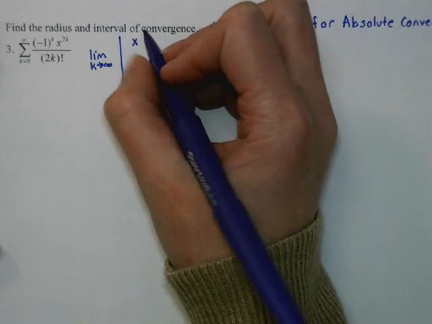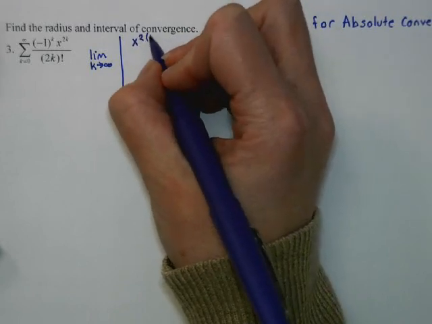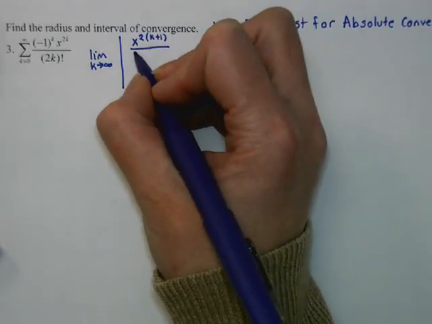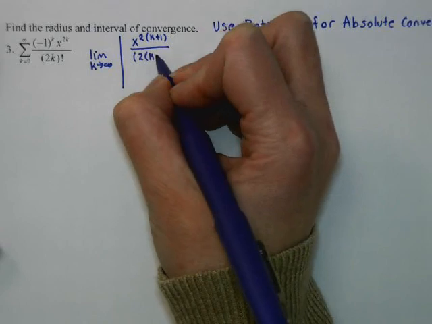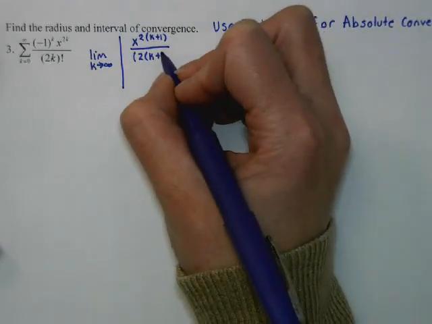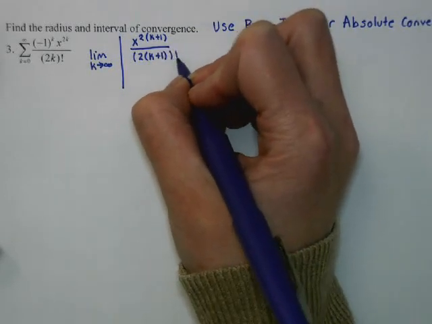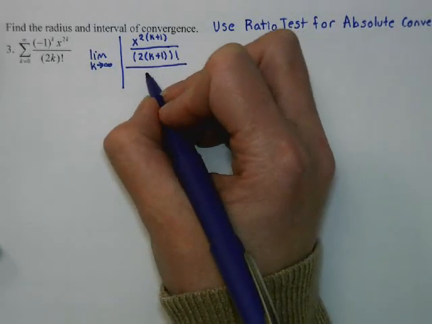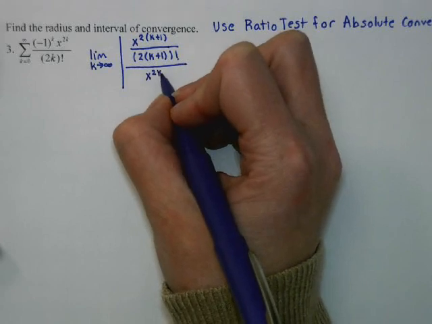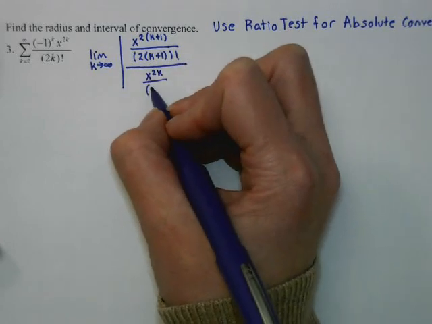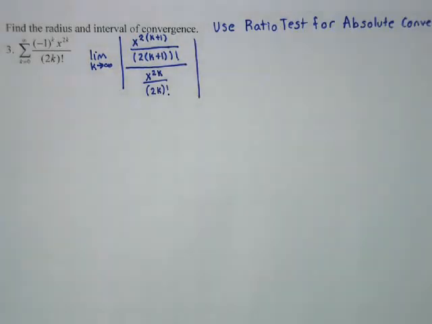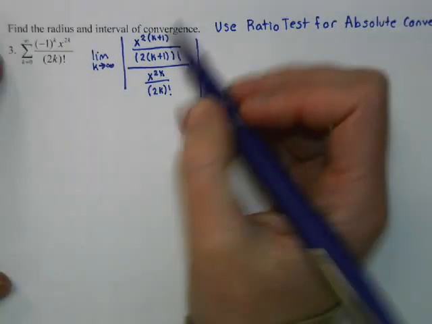So we're going to have x to the 2k plus 1 over 2k plus 1 factorial, all over x to the 2k over 2k factorial. Okay, so then we've got some algebra ahead of us.